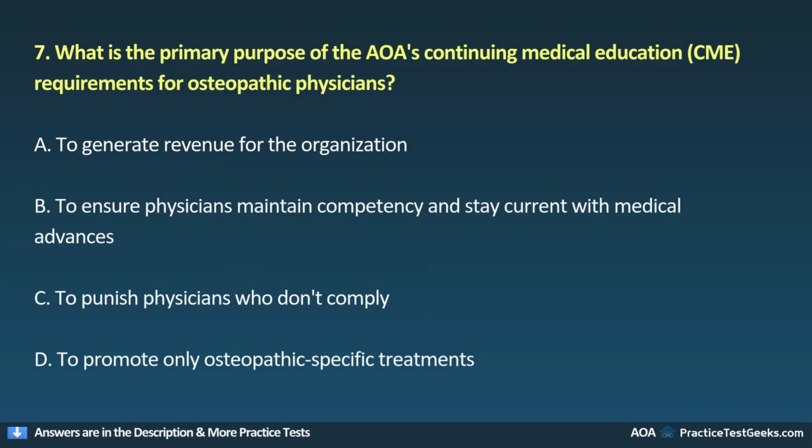7. What is the primary purpose of the AOA's Continuing Medical Education, CME, requirements for osteopathic physicians? A. To generate revenue for the organization. B. To ensure physicians maintain competency and stay current with medical advances. C. To punish physicians who don't comply. D. To promote only osteopathic-specific treatments.